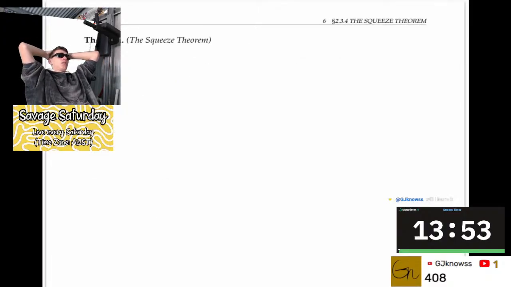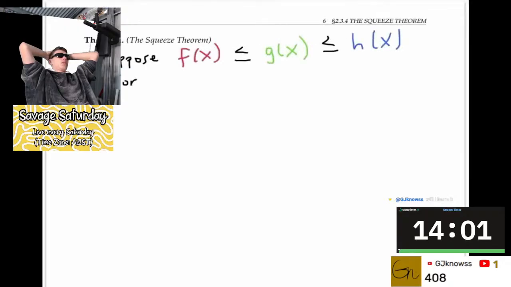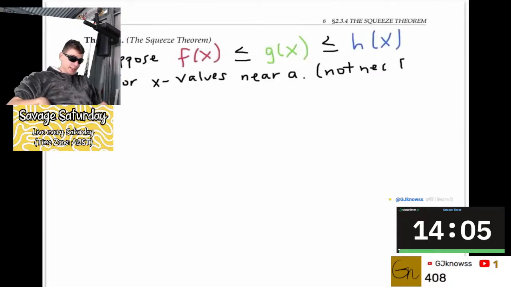Now let's say the squeeze theorem in general. Suppose that we have three functions, f of x, g of x, and h of x, and let's suppose that f of x is less than or equal to g of x, which is less than or equal to h of x, at least for x values near some number a. This inequality doesn't necessarily have to hold for x equal to a, because we're going to be talking about limits, and limits don't care what happens when x is exactly a, just when x is near a.